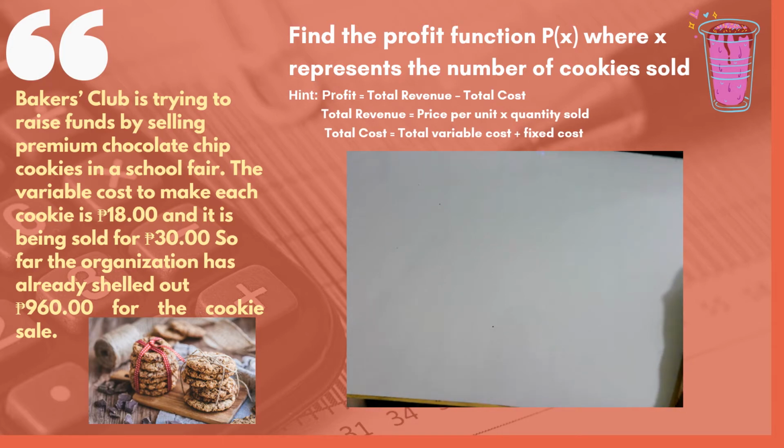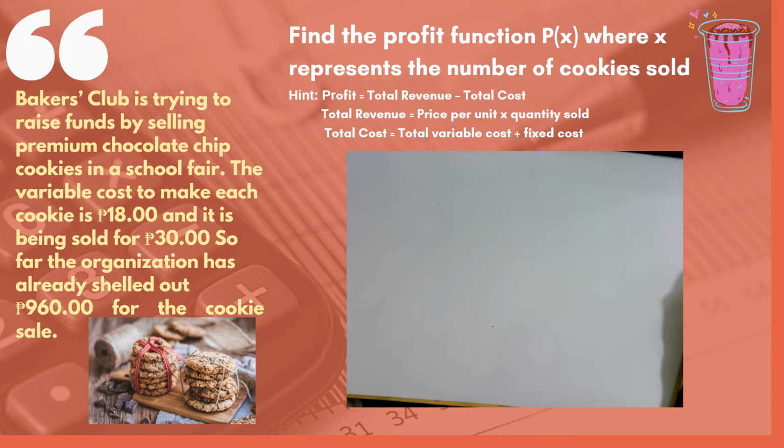Hint, profit is equal to total revenue minus total cost, while total revenue is price per unit times quantity sold, and the total cost is total variable cost plus fixed cost.